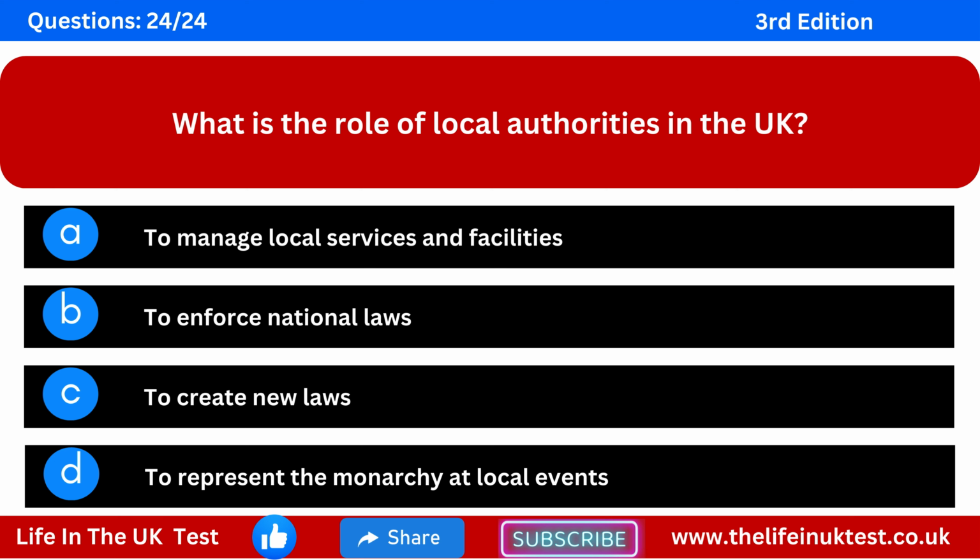What is the role of local authorities in the UK? Option A: to manage local services and facilities. Option B: to enforce national laws. Option C: to create new laws. Option D: to represent the monarchy at local events.